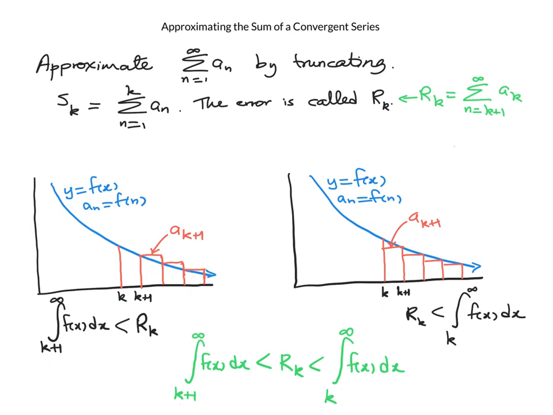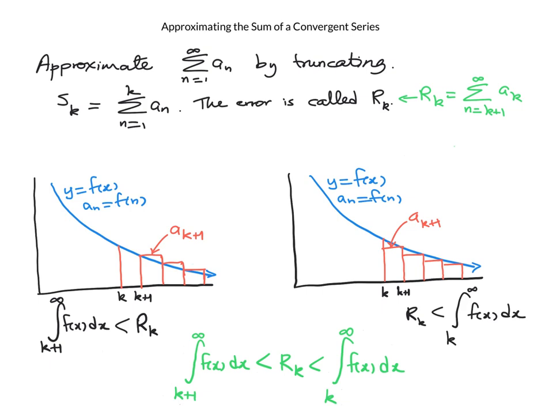Now remember, these rectangles, starting with a sub k plus 1, add up to what's called the error, R sub k. So you've truncated, you've added up all the rectangles until k, and that's your approximation, and the remaining rectangles are the error. Those rectangles have an area larger than the integral area starting at k plus 1. So what we say is the integral from k plus 1 to infinity of f of x dx is going to be less than that error, R sub k.